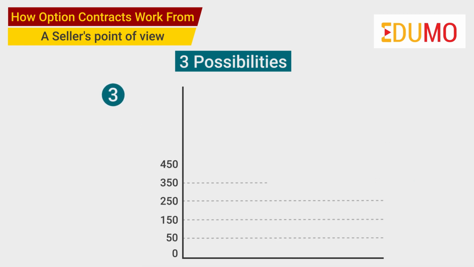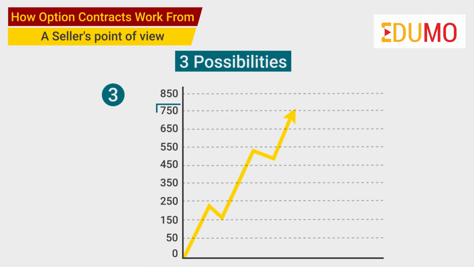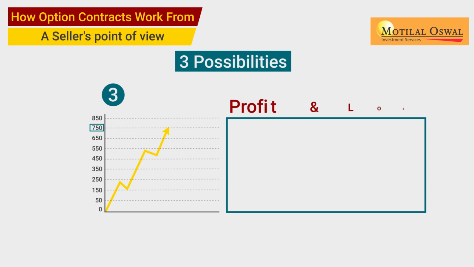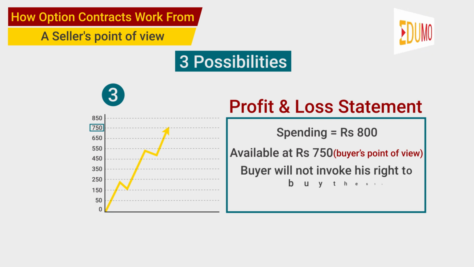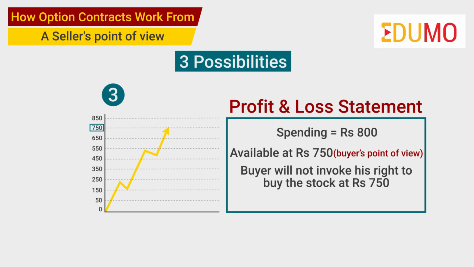Case 3. The stock price can remain the same at Rs 750. Likewise, if the stock stays flat at Rs 750, it simply means the buyer is spending Rs 800 to buy a stock which is available at Rs 750. Hence again, he would not invoke his right to buy the stock at Rs 750. So, the contract lapses and the premium of Rs 50 is your profit.